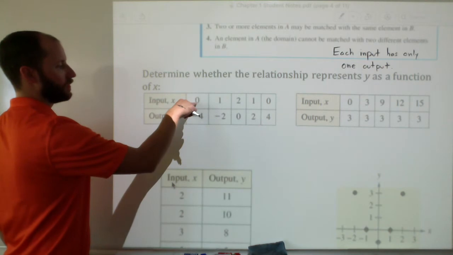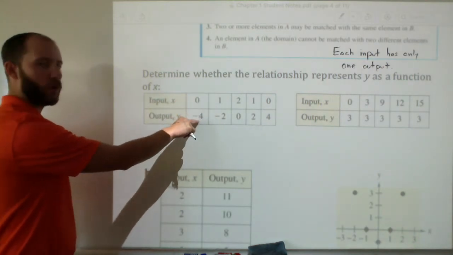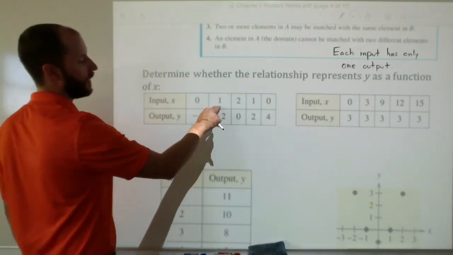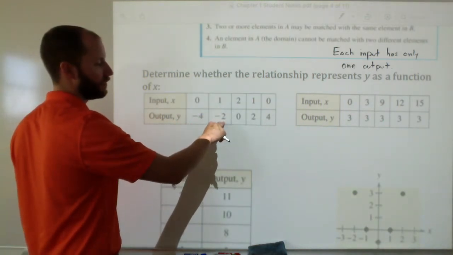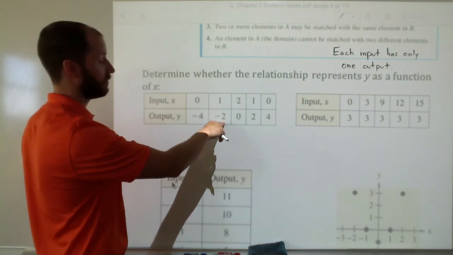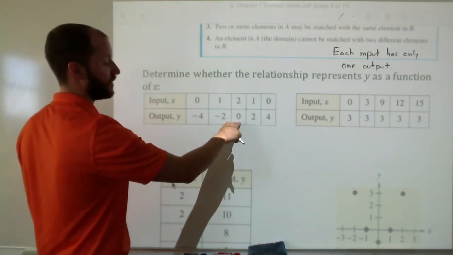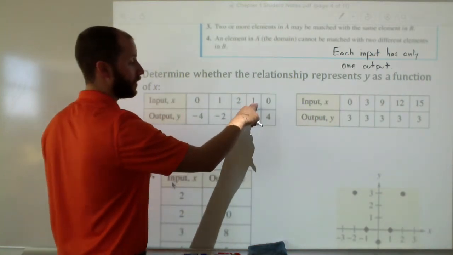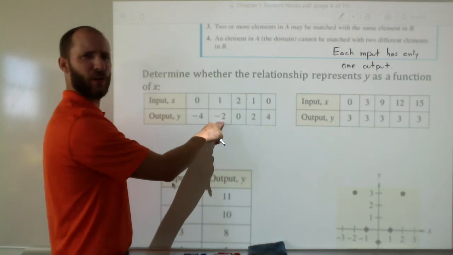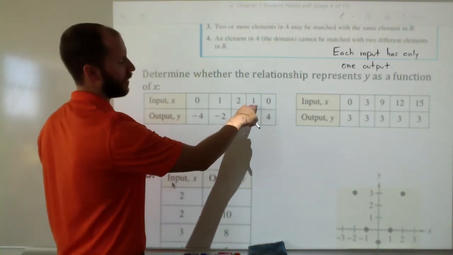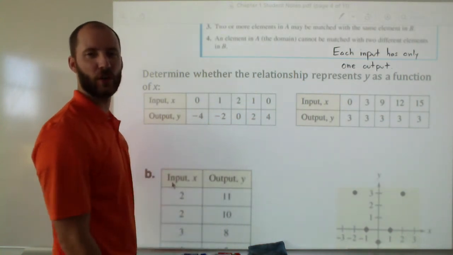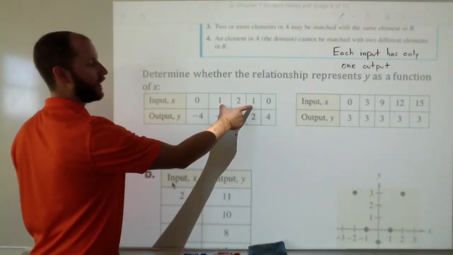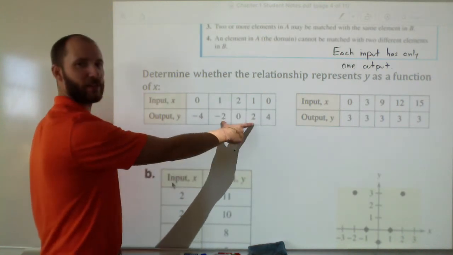So 0 as an input value going to -4. Okay, that's cool. Just going to -4. 1 is going to -2. Cool. Just going to -2. 2 is going to 0. Cool. It's just going to 0. 1, hold on. Now, wasn't 1 going to -2? But now look over here. All of a sudden, 1 is going to +2 also. So this single input value, 1, is going to 2 different numbers at the same time.